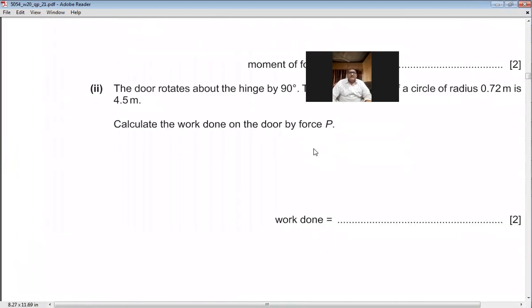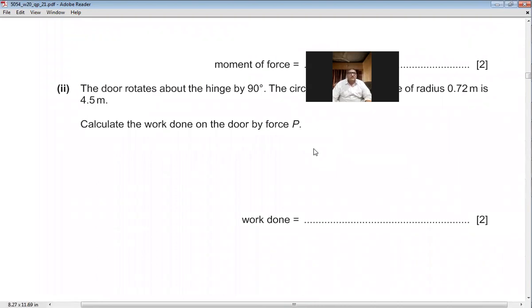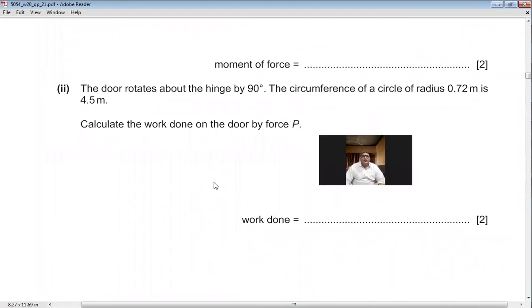Now the question is, the door rotates about the hinge by 90 degrees. The circumference of a circle of radius 0.72 meter is 4.5 meter. So the whole circumference, the whole circle, is 4.5 meter. Calculate the work done on the door by the force P. I can calculate the work done, and the circumference is given, but he says that the door only rotates 90 degrees.